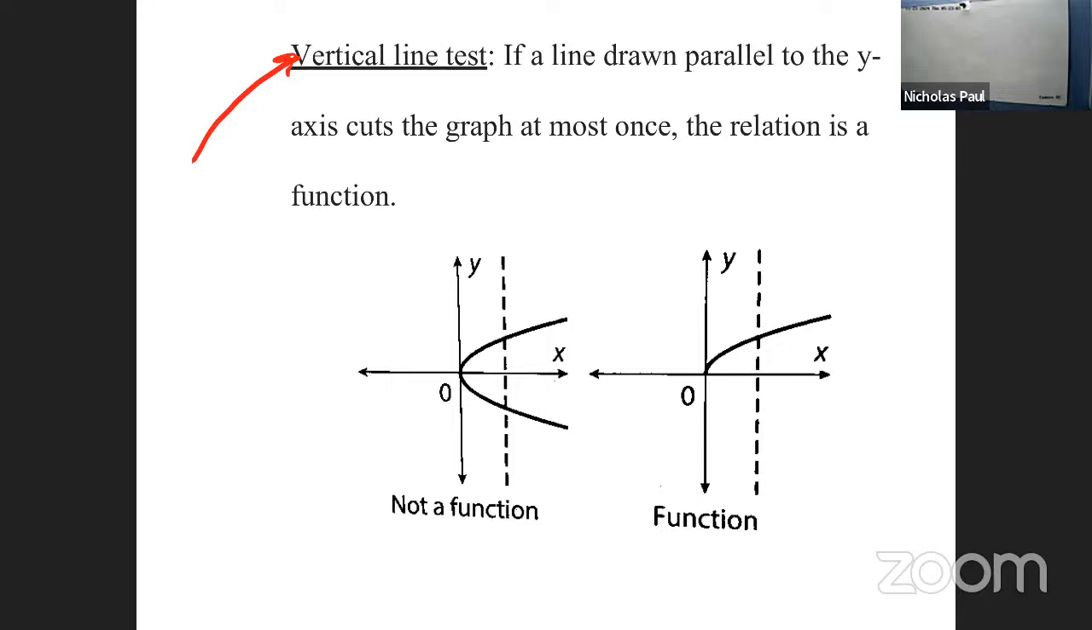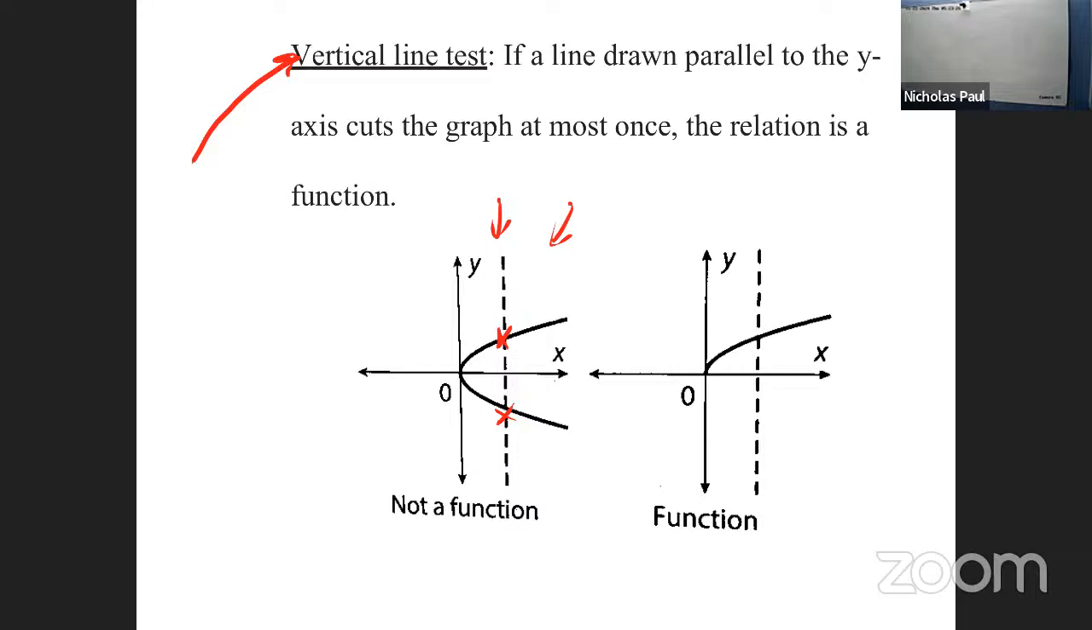So for example, look at the first diagram. When I did the vertical line test, it would recognize that the line touched the curve twice. So therefore it is not a function.